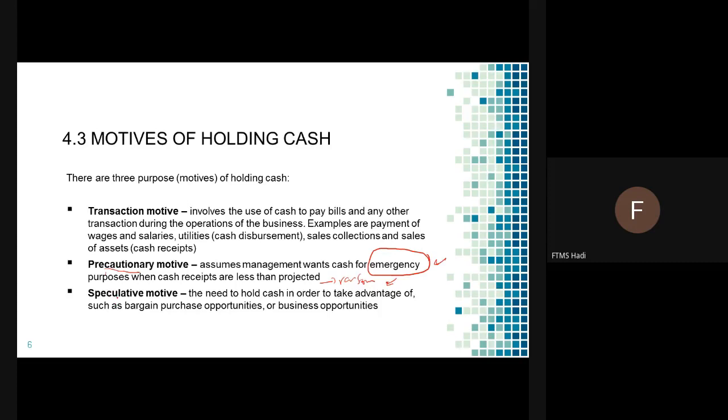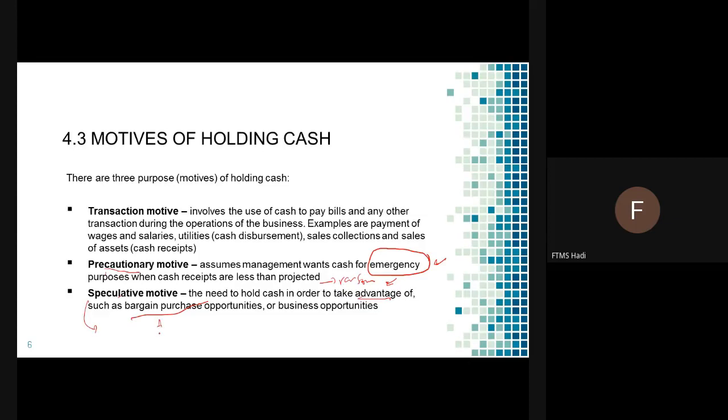And the last one is a speculative motive. This is whereby the company or person needs to hold cash in order to take advantage of bargain purchase opportunities or business opportunities. This one is usually for the future. Okay, I give you an example.